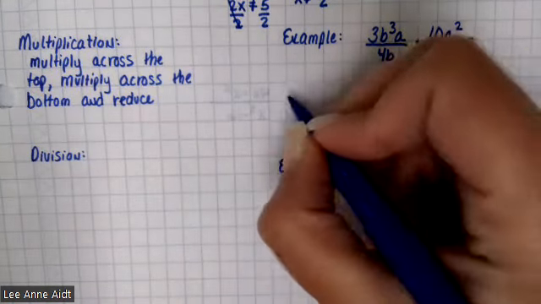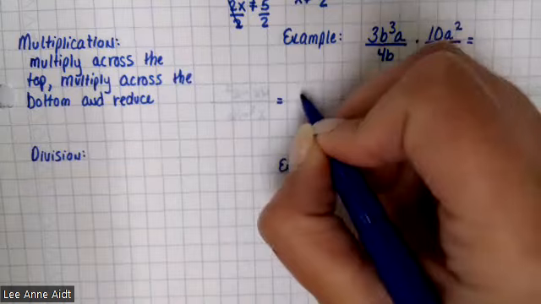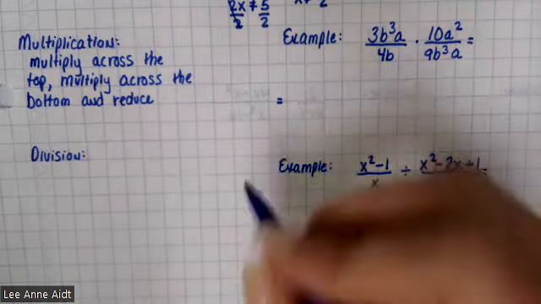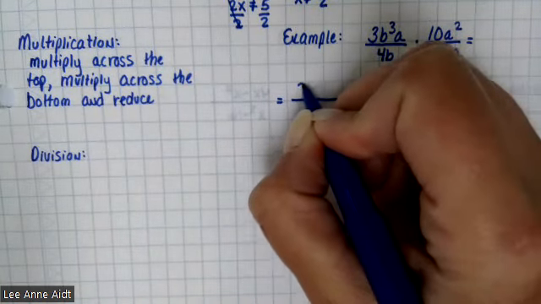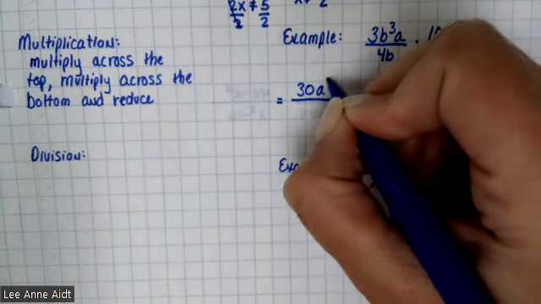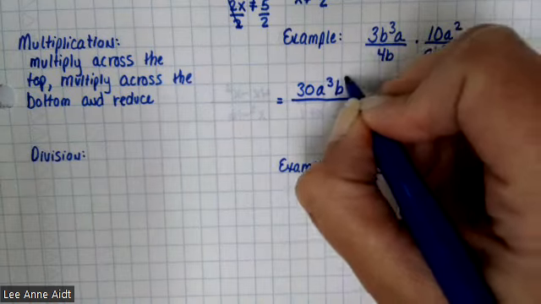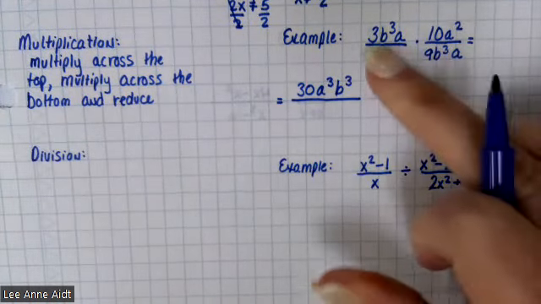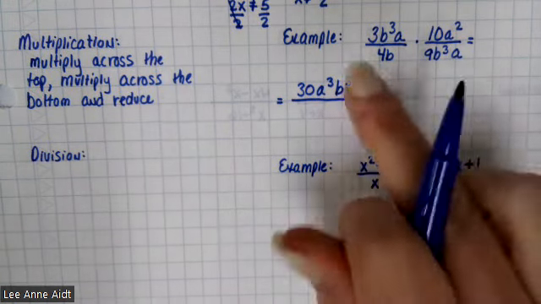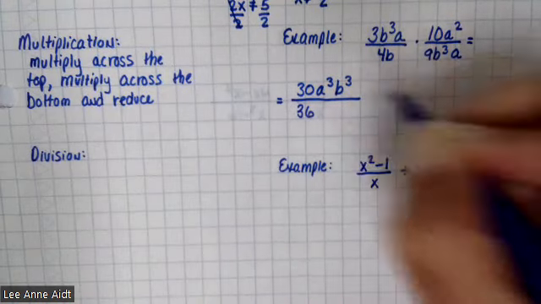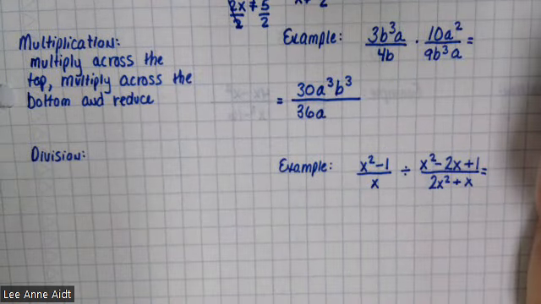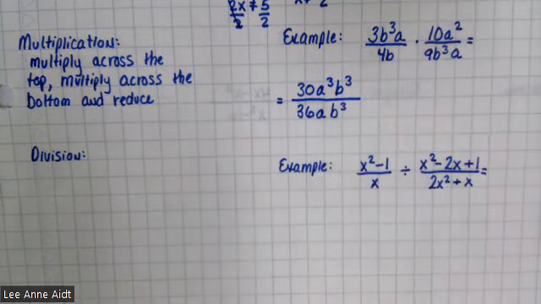Okay, anyway, equals. Okay, multiply across the top. What number do I get when I multiply across the top? What number? 30. How many total A's do I have on the top? 3. And 3 B's also. Any questions about what I got from the top there? Okay, the bottom, 4 times 9 is 36. I have 1 A on the bottom and 3 B's.